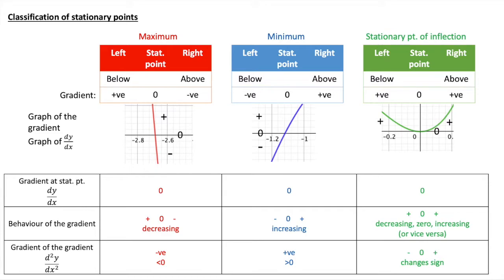For a stationary point of inflection, we can see that for this one, the gradient is positive, then 0, and then positive, and that means it's first decreasing, hits 0, and then is increasing. So in order to identify a stationary point of inflection, we need to know that the second derivative is 0 at the point, but also that it changes sign. And remember that this could be the other way up as well. So if the stationary point of inflection were the other way up, then the gradient would be negative, then 0, then negative, and the change of sign would be from plus to minus for the gradient of the gradient, or the second derivative.